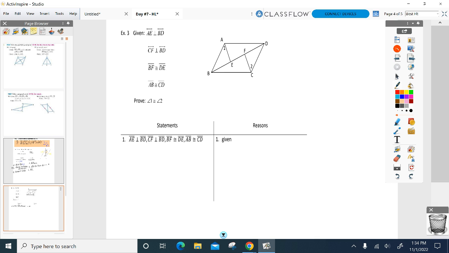Whoa, a lot of givens. A lot of givens. Whew.